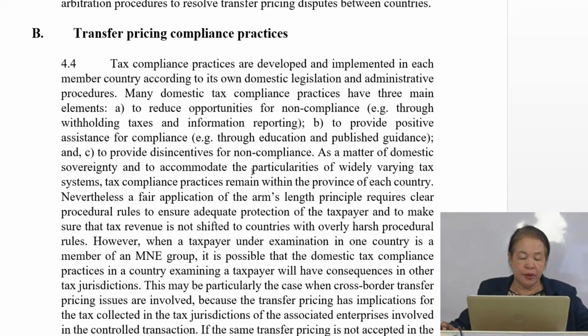No? Why is it that there are tax haven countries? Because they have very low tax, or no tax at all.